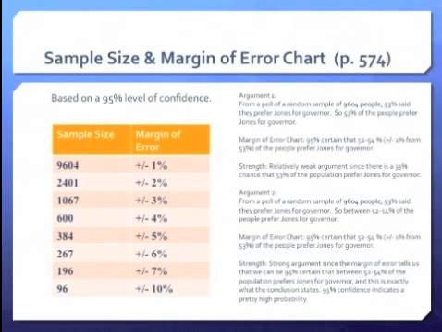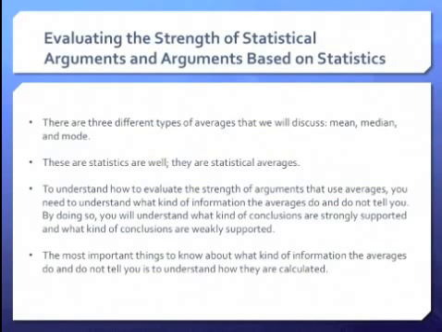Now, we have spoken a lot about statistics specifically in terms of percentages. Statistics can also be presented in terms of averages rather than percentages. When this is the case, you need to consider information regarding averages. There are three different types of averages that we need to be aware of: the mean, median, and mode. Second, these are statistics as well. They are statistical averages. Third, to understand how to evaluate the strength of arguments that use averages, you need to understand what kind of information the averages do and do not tell you. By doing so, you'll understand what kind of conclusion is strongly supported and what kind of conclusion is weakly supported.